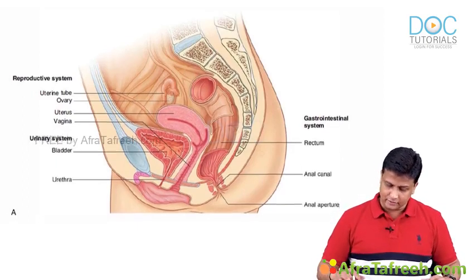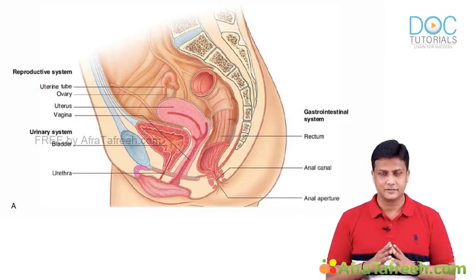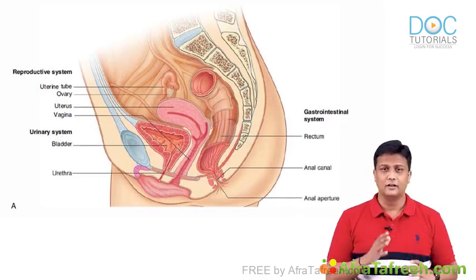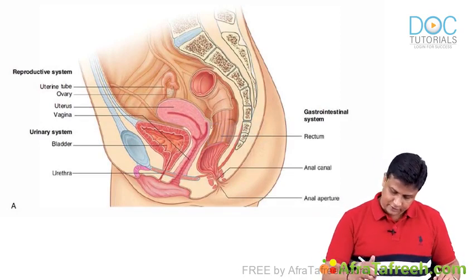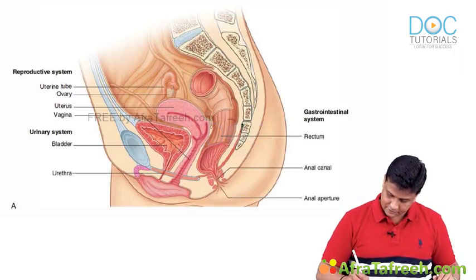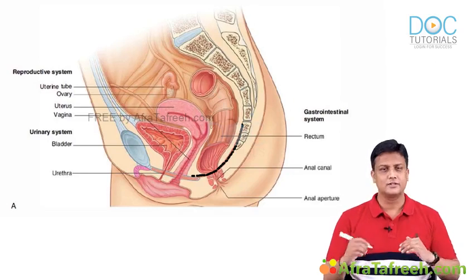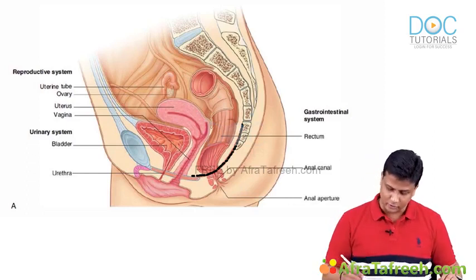Now the diagram that you're able to see on the screen right now is actually the pelvis, the female pelvis in fact, and that is the sagittal section of the female pelvis. In this section you are able to appreciate certain muscles which are sloping down, and these are the muscles which are going to form the pelvic diaphragm. That pelvic diaphragm is present all the way up to here.